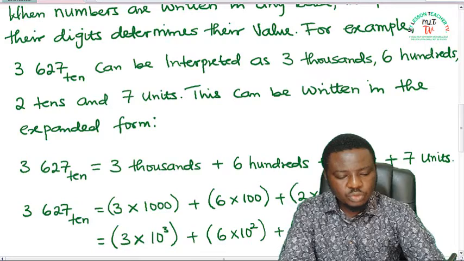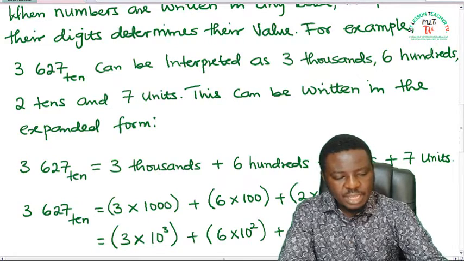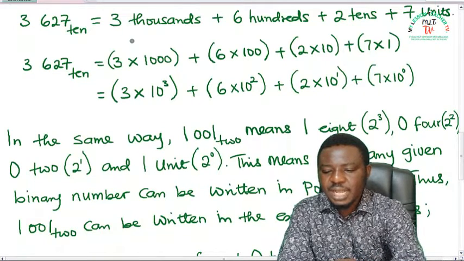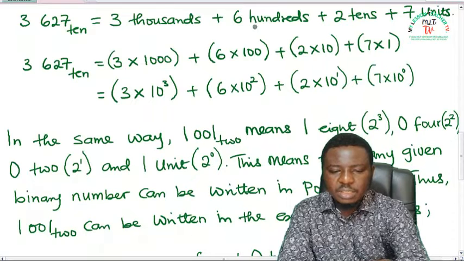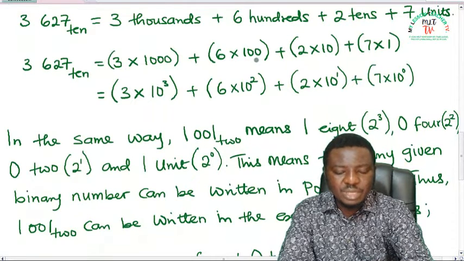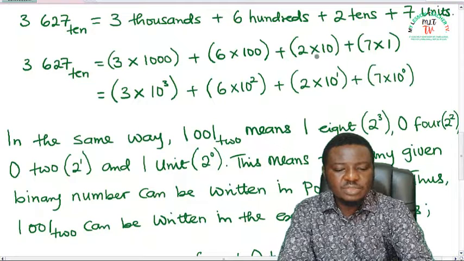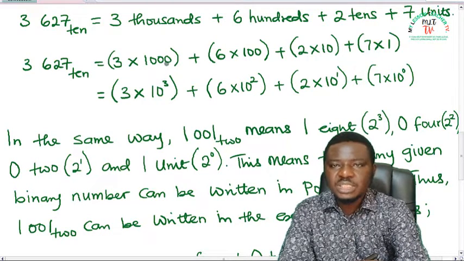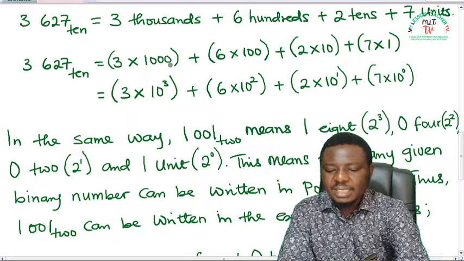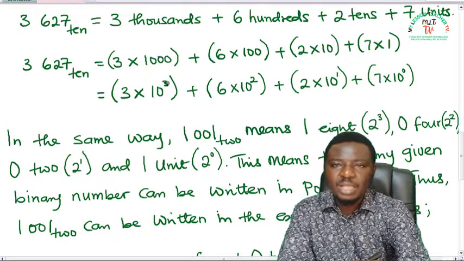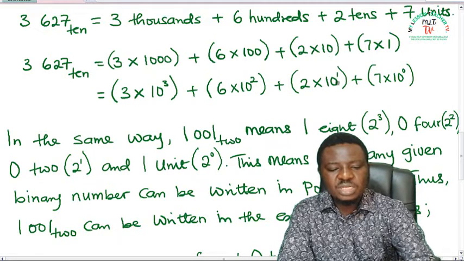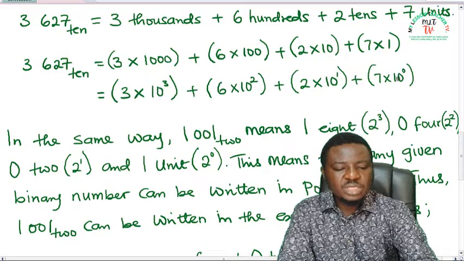3000 plus 600 plus 2 tens plus 7 units. And this can be simplified further. 3000 can now be written as 3 times 1000, 600 can be written as 6 times 100, 2 tens can be written as 2 times 10, and 7 units can be written as 7 times 1. Now, in standard form, as we were taught in JSS2, 1000 can be written in index form as 10 to the power 3, 100 can be written as 10 to the power 2, 10 is written as 10 to the power 1, and 1 is written as 10 to the power 0.